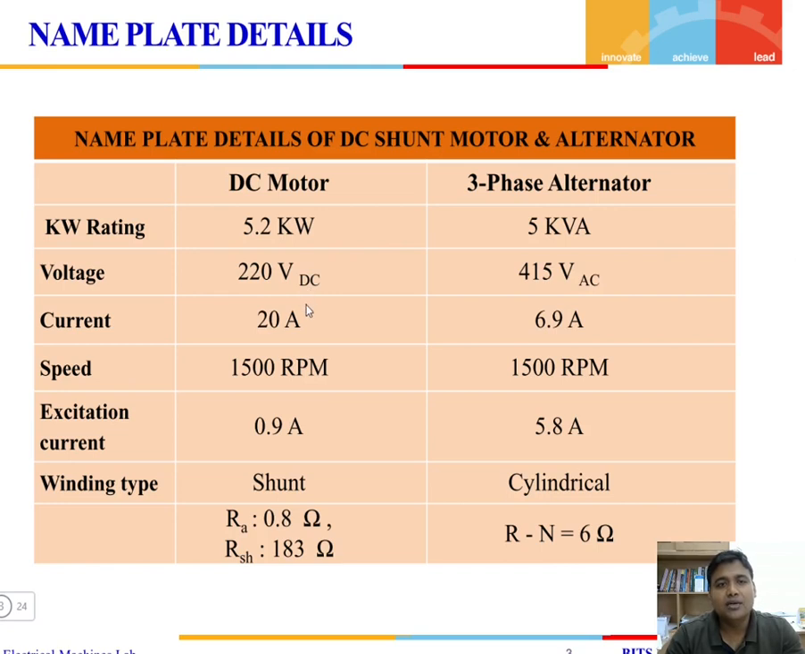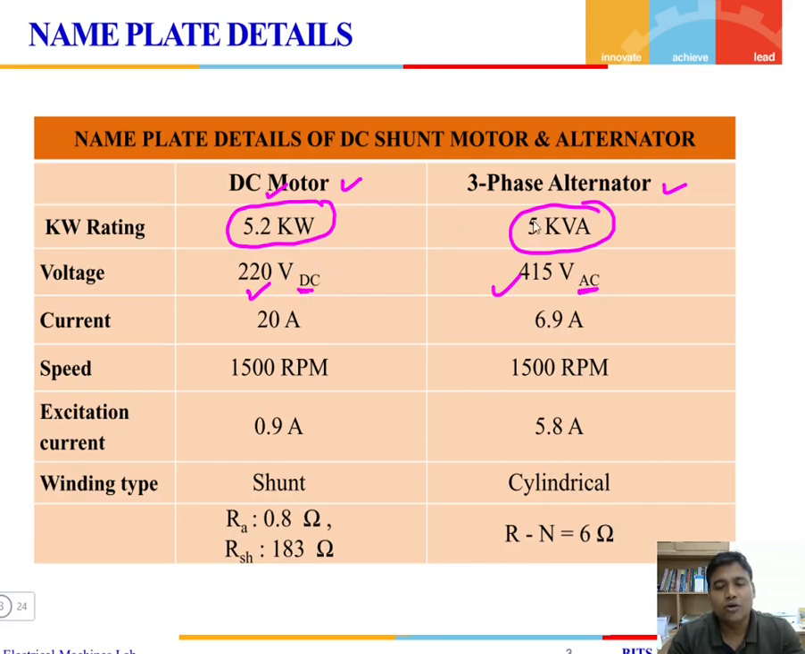So the nameplate details of the instruments that we are going to use are basically the DC motor and three-phase alternator. These two will be mechanically coupled with each other. First we see the DC motor, it is of 5.2 kilowatt power rating, whereas the three-phase alternator is of 5 kVA. And the voltage for the DC machine is 220 volt, whereas the three-phase alternator is of 415 volt AC. So this is AC and here you have the DC.